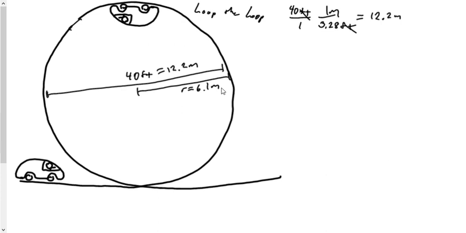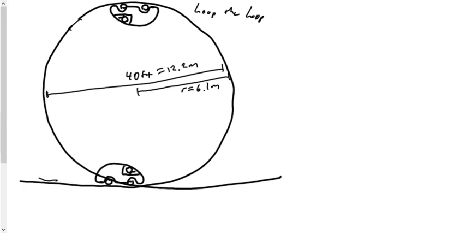Okay, so we've converted it over to a metric measurement. Now I want to look at the math involved behind this vehicle actually being able to stay attached to the track. First off, you're going to enter your car into the loop-the-loop, drive it, and that car is going to go around the loop, and at some point it's going to get to the very top.